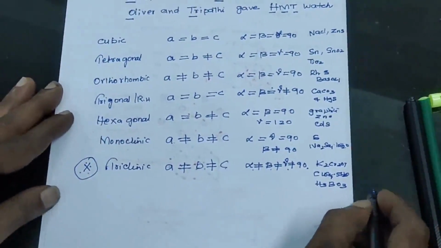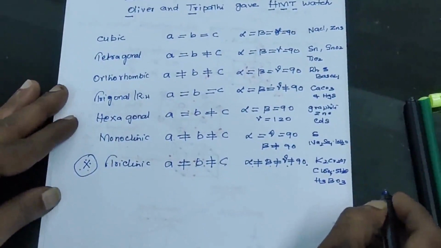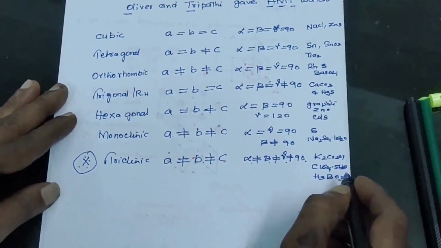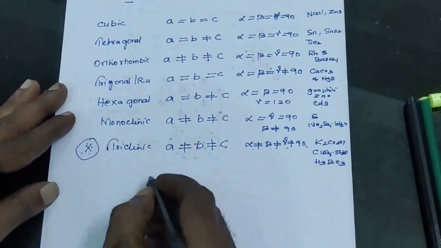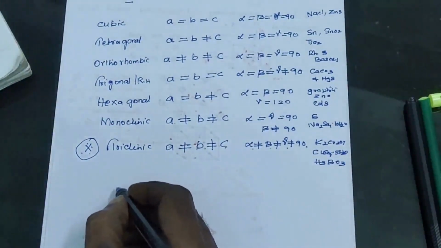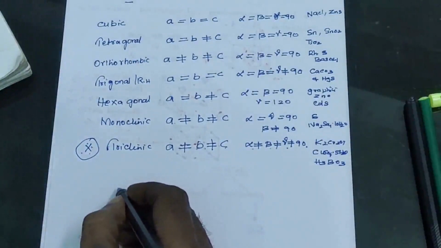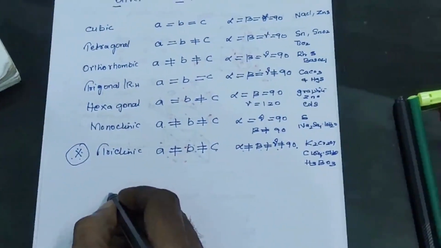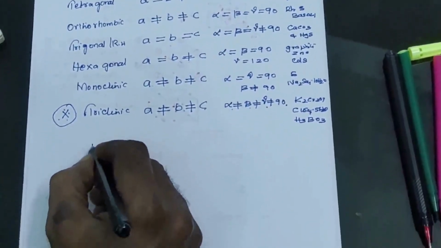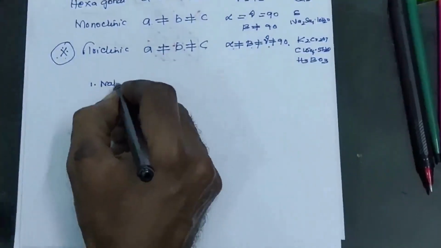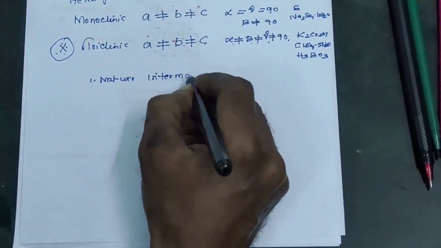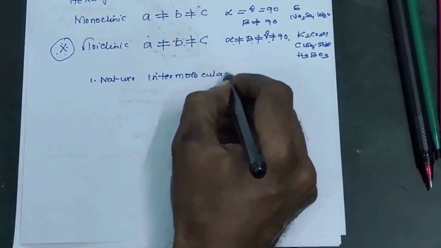So in the previous class I discussed the intermolecular forces of attraction. Based on this, here is the homework. Classify the following solids into different categories based on the nature of intermolecular forces operating. What is the nature of the intermolecular forces in the following?